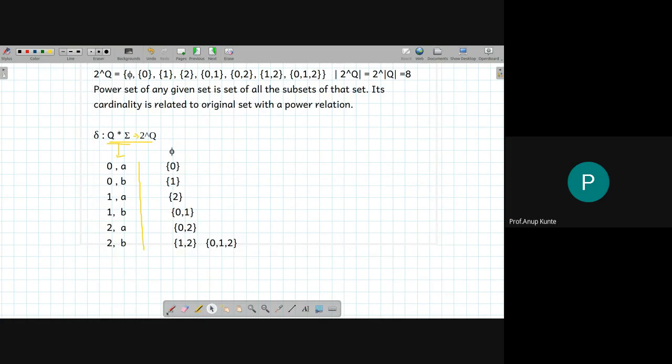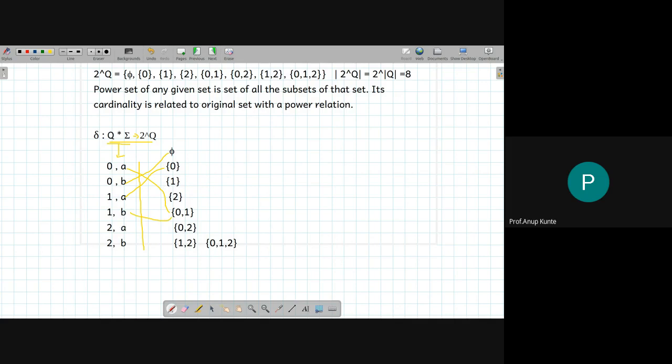Now suppose on input 0A, I am mapping it with this, which indicates that there will be a transition from 0 on input A back to 0, and one more transition from 0 on input A to state 1. When I say that 0B is mapped to phi, that means on input B there is no transition defined in state 0. So 1A, I may have a transition to 0, and 1B, suppose I have a transition to 0, 1.